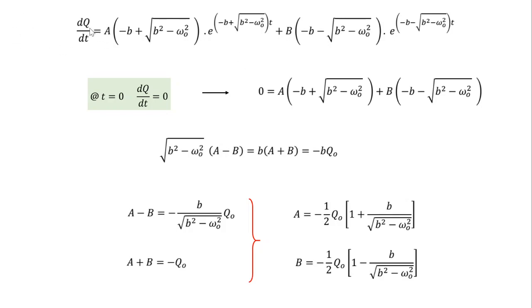So dQ by dt is going to be A into minus b plus square root of b square minus omega naught square into the exponential term, plus B into minus b minus square root of b square minus omega naught square into the exponential term. Now apply the initial condition. At t equal to 0, dQ by dt equal to 0. So the left hand side becomes 0. You have A into minus b plus square root of b square minus omega naught square, e to the power 0 equal to 1, plus B into this term into e to the power 0, once again 1.